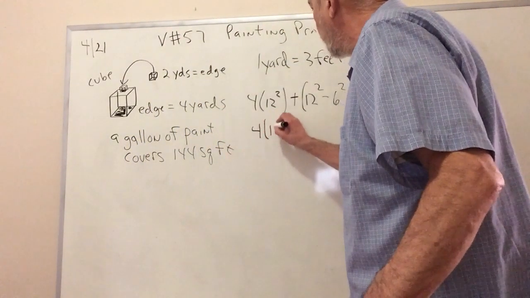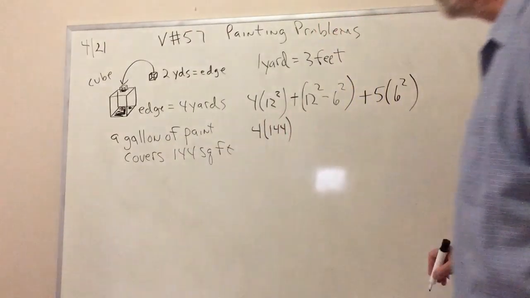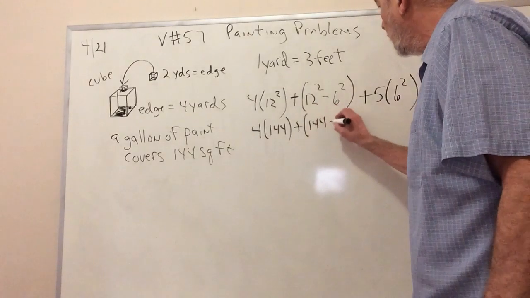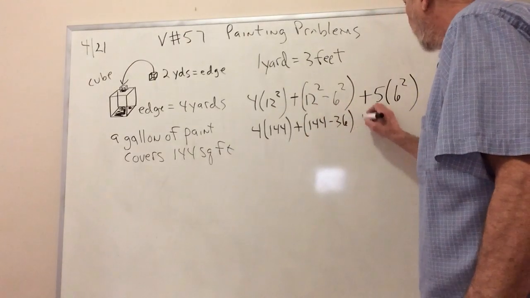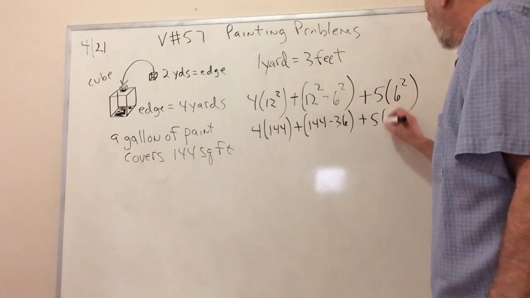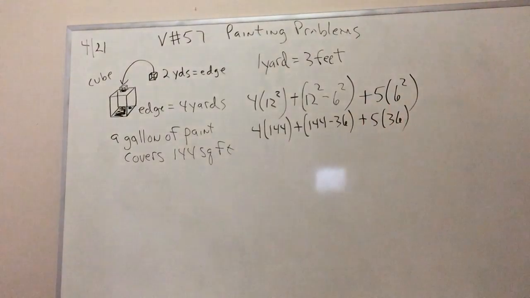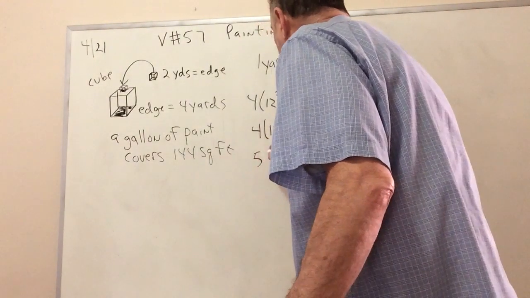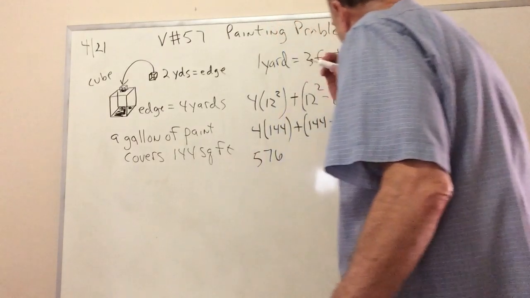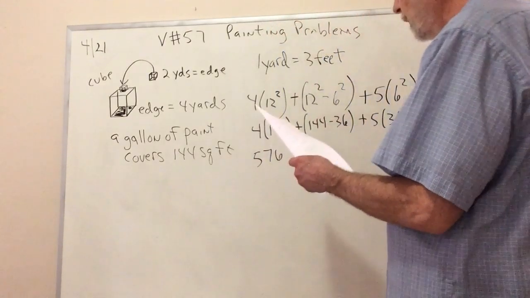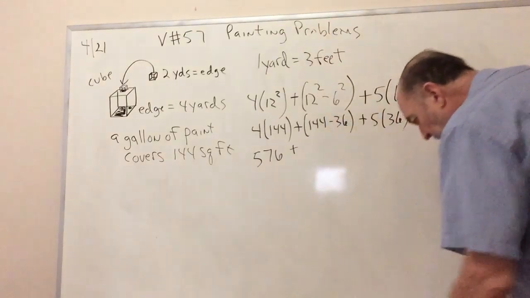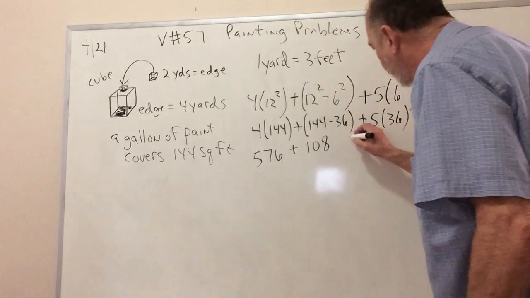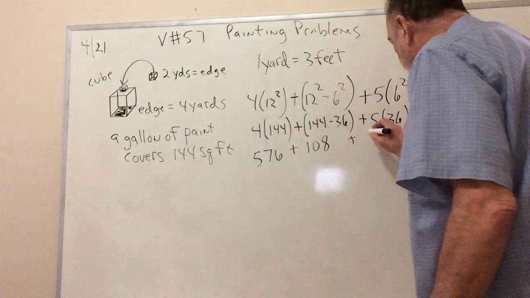Using a calculator that you can do on your own. Obviously, 12 squared is 144. This is going to be 144 minus 36, and this is going to be 5 times 36. No problem there. I put everything on the calculator, and I get 576 plus 144 minus 36 is 108. And finally, 5 times 36, which is 180.